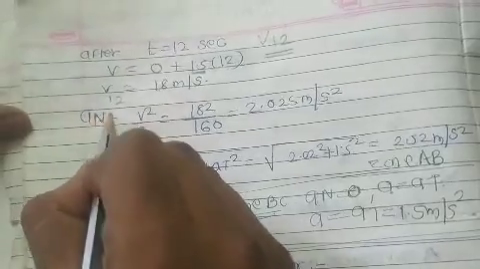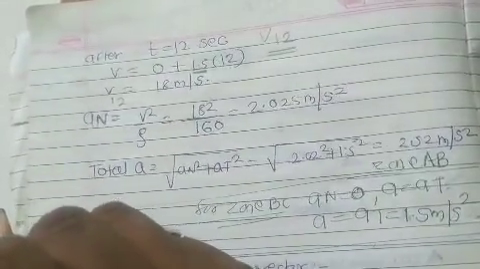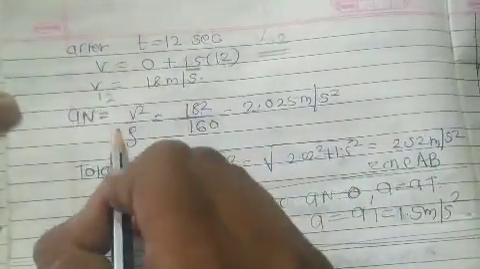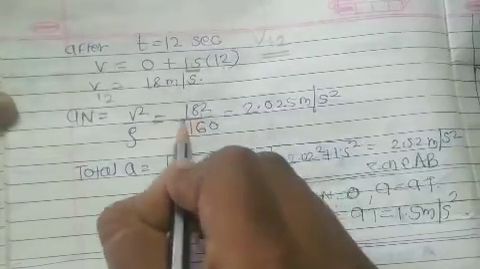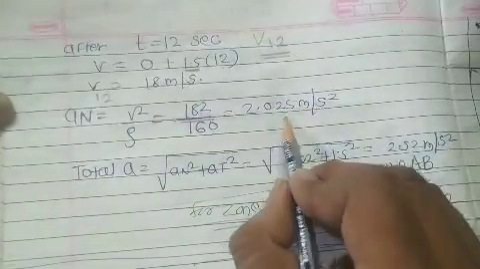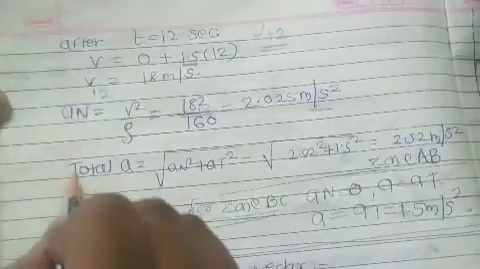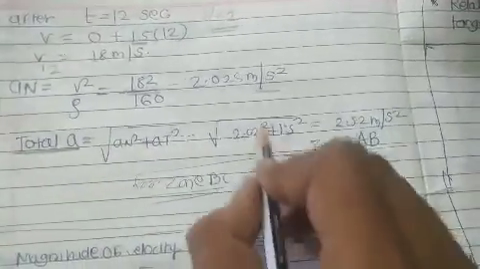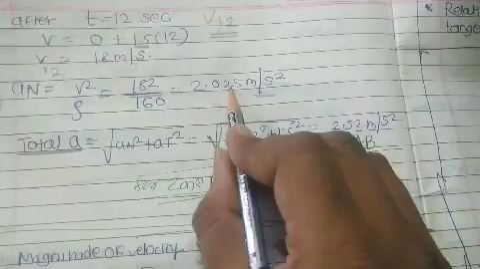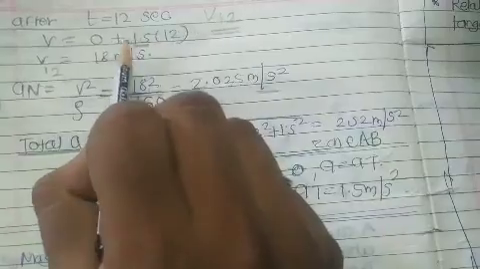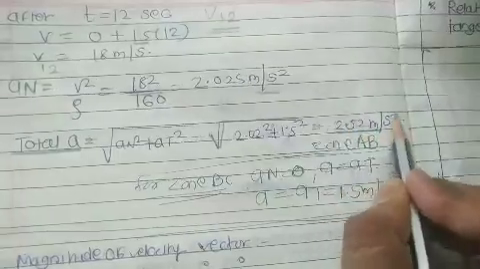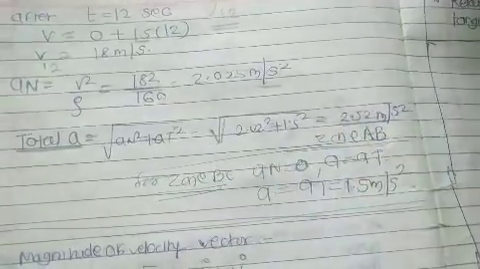At the same time we have to find the normal acceleration. Normal acceleration an is equal to v square by rho. The velocity at 12 seconds is 18, so 18 square, and rho is 160. We get an is equal to 2.025 meter per second square. But they ask for the total acceleration, which is equal to the square root of an square plus at square. We found an as 2.025, and the tangential acceleration found in the earlier step was 1.5, so squaring and taking the root, we get 2.52 meter per second square. This is the total acceleration in zone AB.